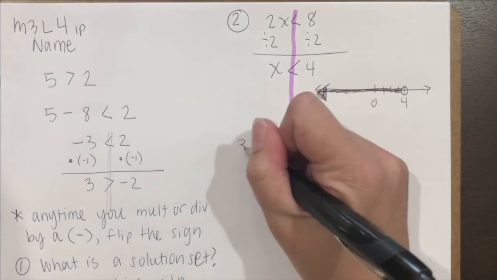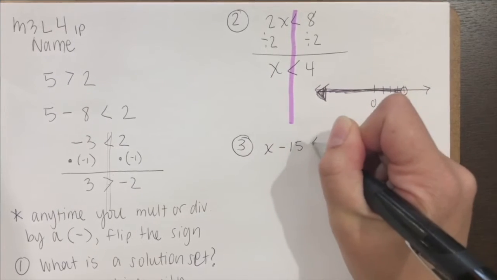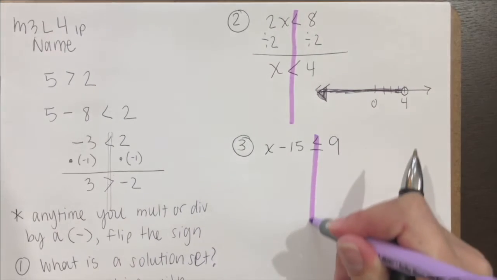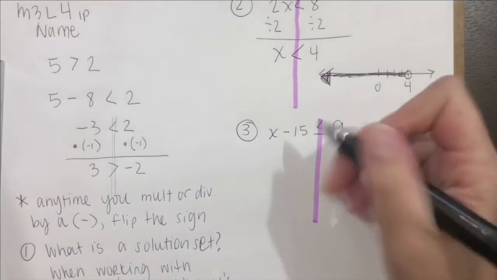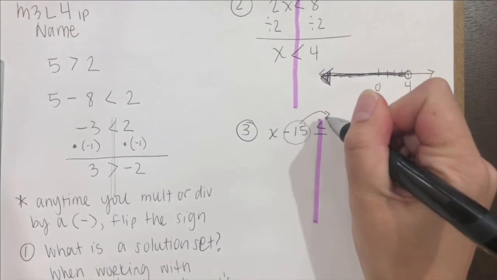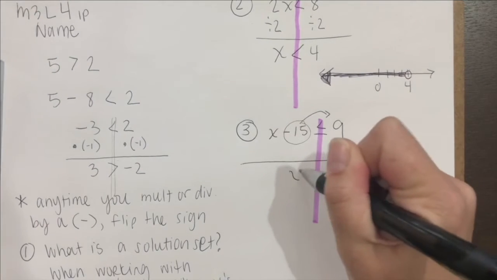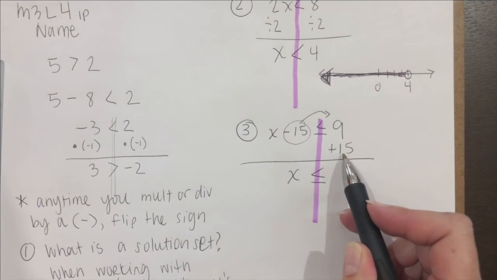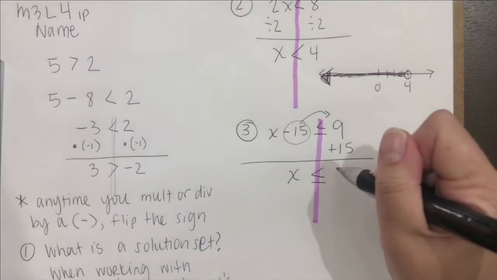Let's do number 3. X minus 15 is less than or equal to 9. Let's separate the two sides of our inequality. And we'll take this negative 15 and flip it, plus 15 on this side. So now x is less than or equal to, remember we didn't divide or multiply by a negative, 9 plus 15 is 24.